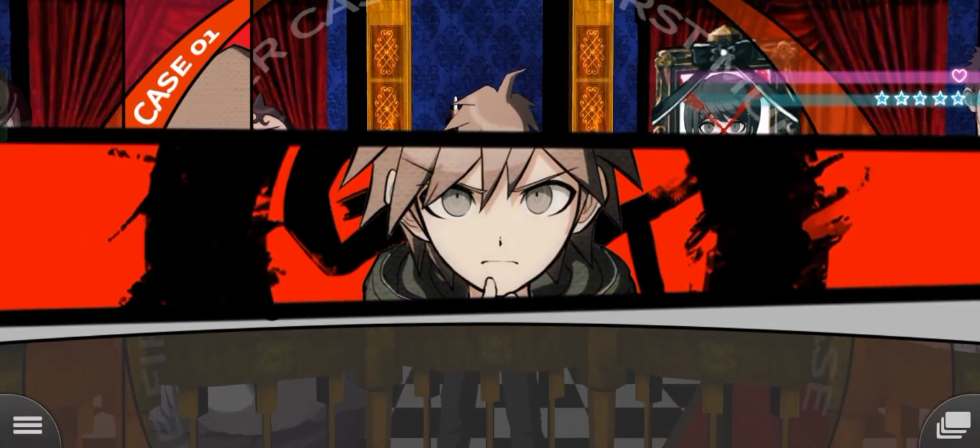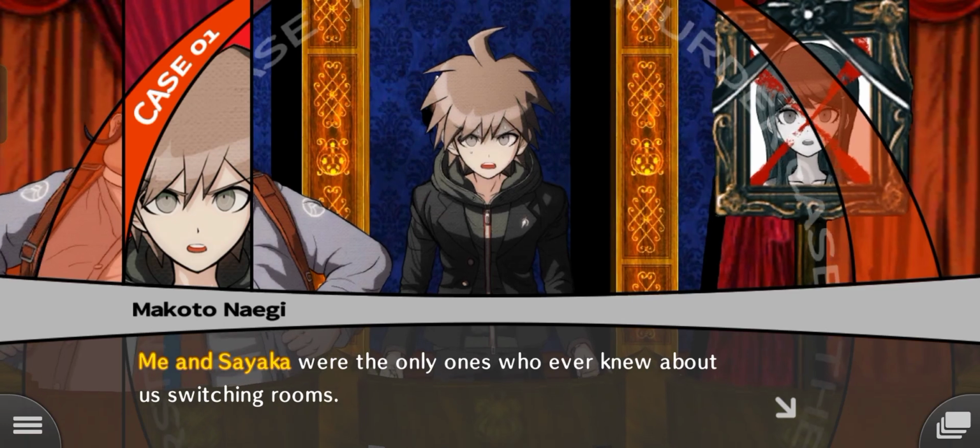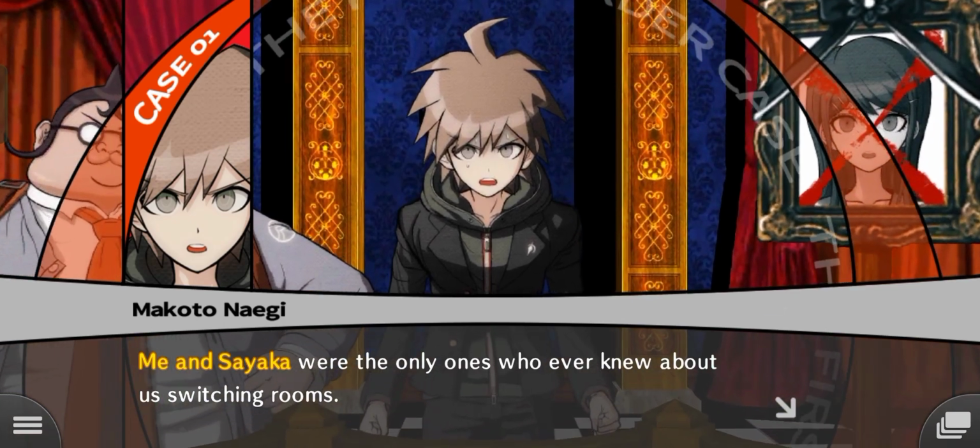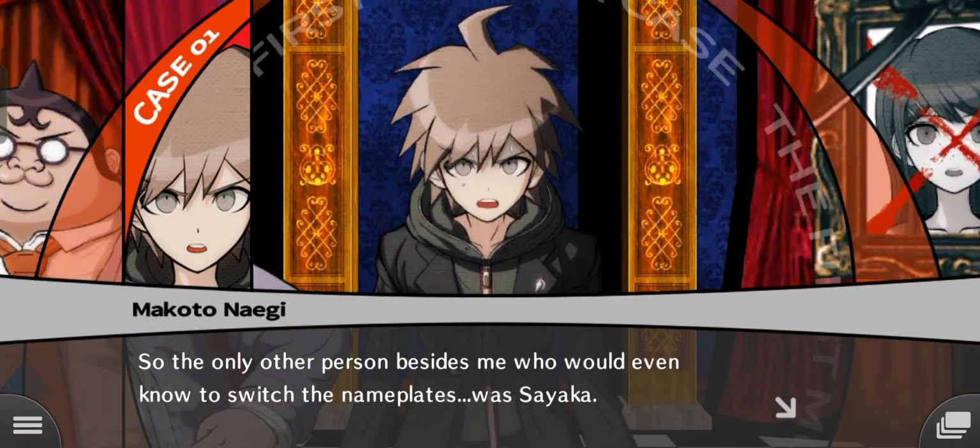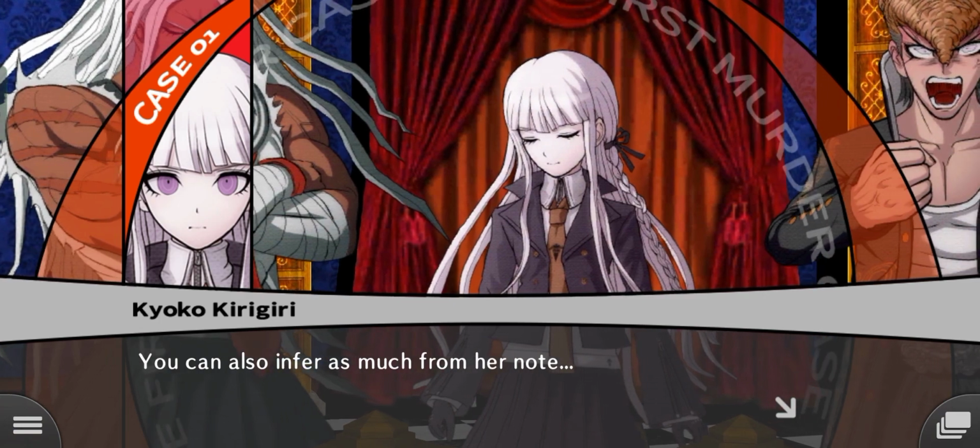I got it! Me and Sayaka were the only ones who ever knew about us switching rooms. So the only other person besides me who would even know to switch the nameplates was Sayaka. You can also infer as much from her note.